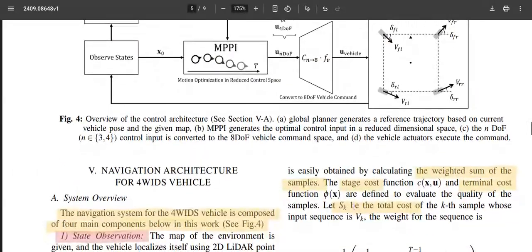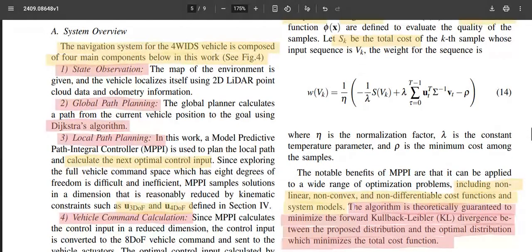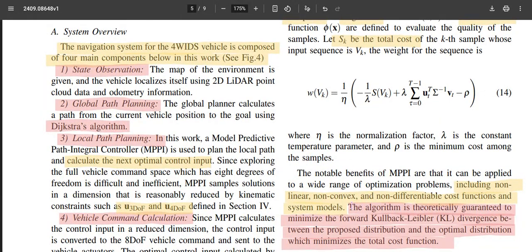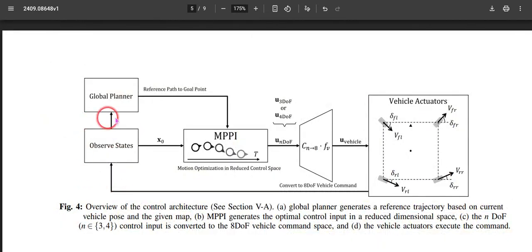So this is what describes the architecture. It has four components as mentioned here. First is state observation, then global path planning, then local path planning, then vehicle command calculations. So the states will be observed and the global path planning will be computed. Both things will be given as input to the MPPI.